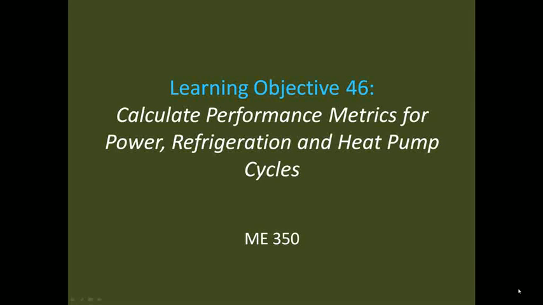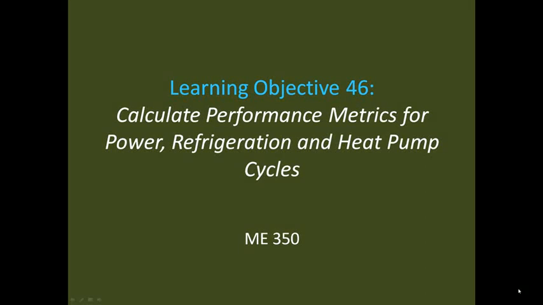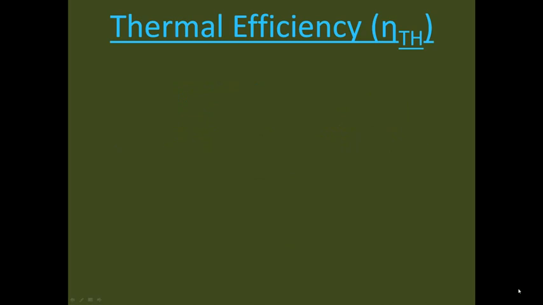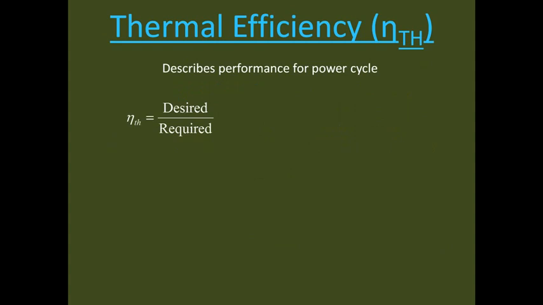In this lesson we'll be discussing the performance metrics for power, refrigeration, and heat pump cycles. We're going to start with the power cycle, which we describe with the thermal efficiency, which we use the symbol eta sub th for. When we're describing performance of cycles, we often look at something called desired over required. What is the desired energy transfer with respect to what the required energy transfer for the cycle to occur is?